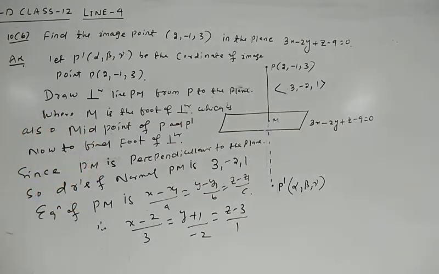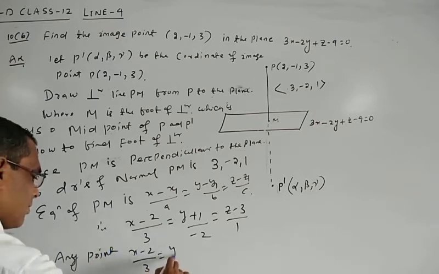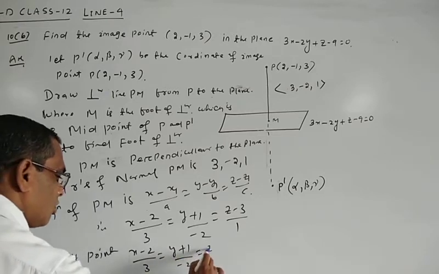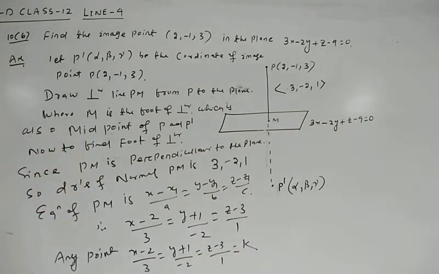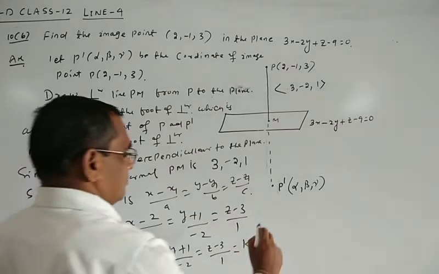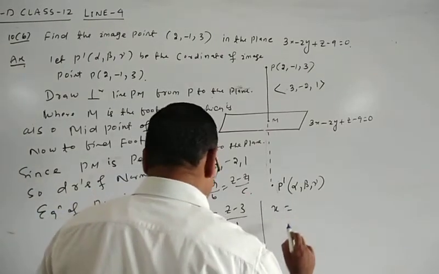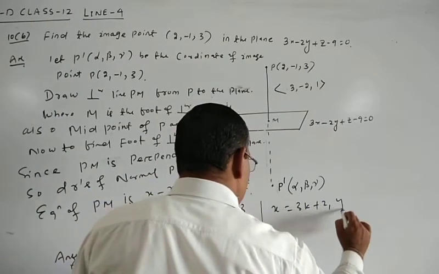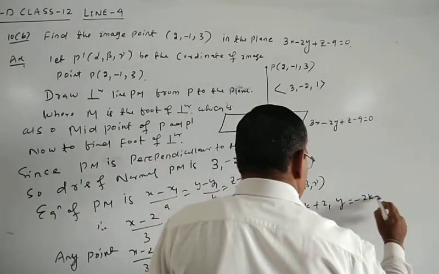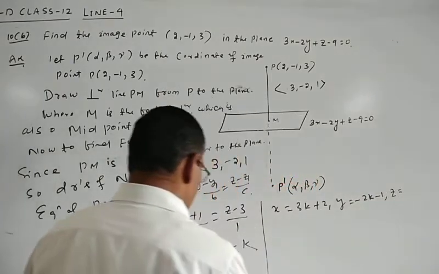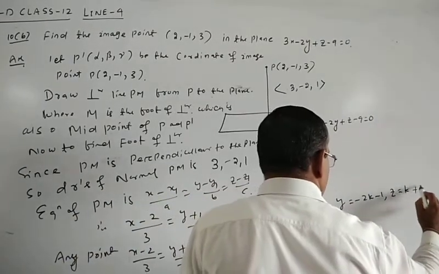Okay, now you take any point. So this is equal to k, any point. That is (x minus 2) by 3 equal to (y plus 1) by minus 2 equal to (z minus 3) by 1 is equal to k. So x is equal to 3k plus 2, y is equal to minus 2k minus 1, and z is equal to k plus 3.